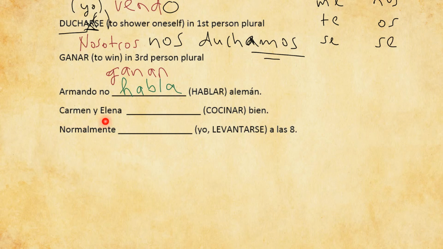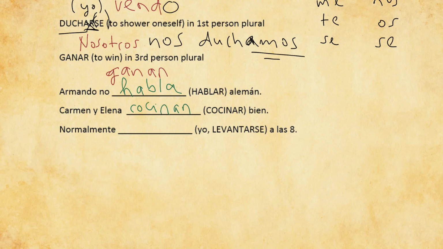Then the other sentence is Carmen y Elena cocinar bien. So we have Carmen and Elena, which are two female names. So this is the third person plural because we're talking about they. Then cocinar, which means to cook, and bien. So we want to say that these two girls cook well. So again, we have an AR ending verb, and we will be needing the third person plural to make the sentence right. So the answer would be Carmen y Elena cocinan bien. Cocinan bien. So this is the correct ending for AR verbs in the third person plural.